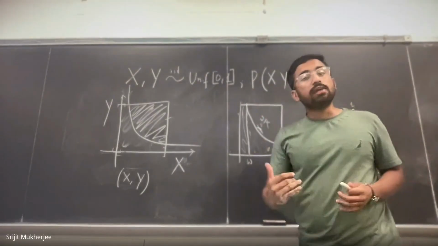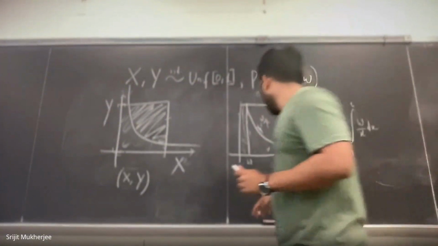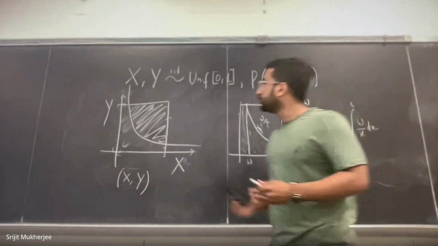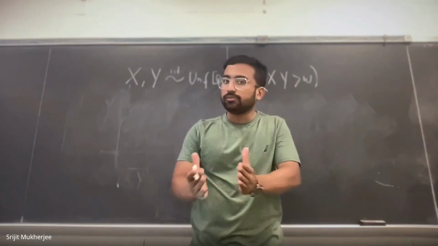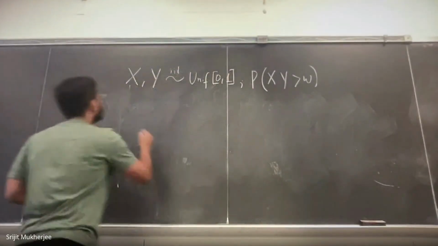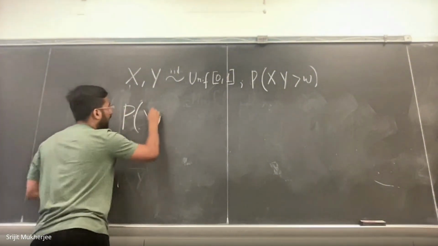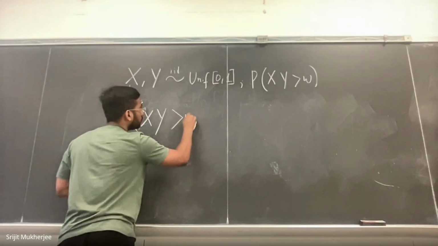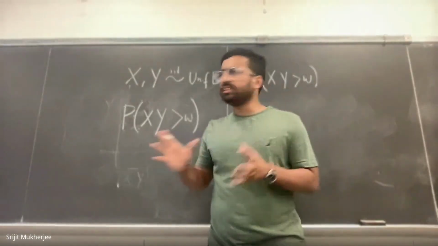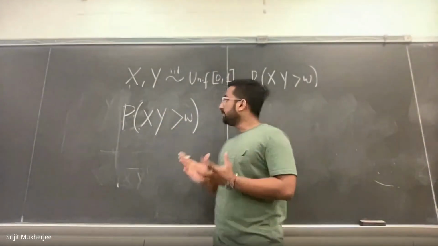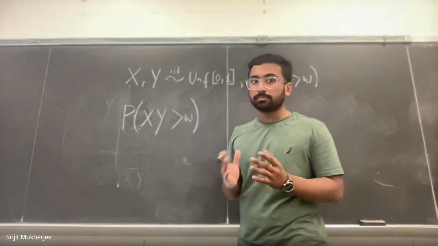Now I will show you the algebraic method, and this is where things get confusing a bit. That's why you have to be a little careful when you're doing conditional probability. In the algebraic method, we will just write out the probability expression. So we want to find the probability of xy greater than w. Now, how to do it when there are two random variables? It's easy to do here because x and y are not dependent on each other, but there is a dependency, we'll see.